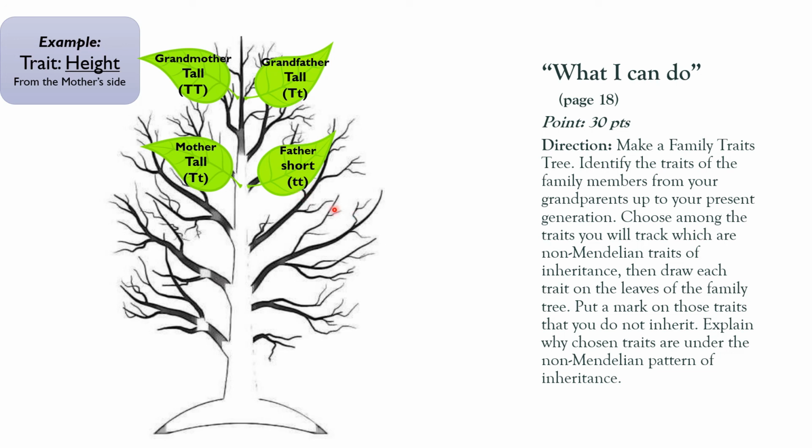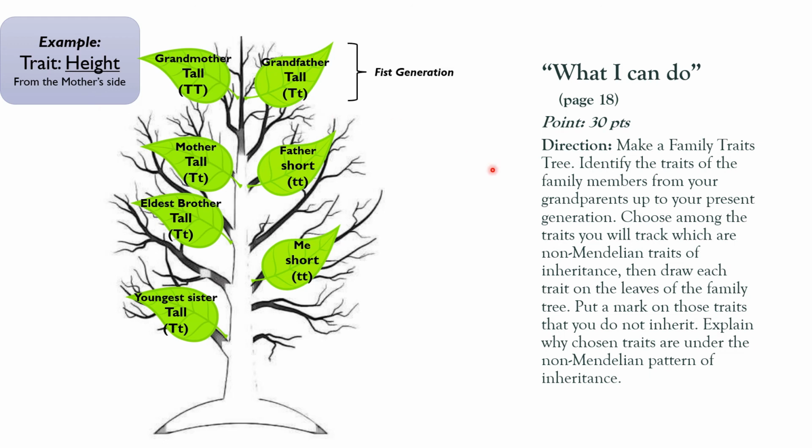Again, you have to assume. So my mother and father have their child. We have three siblings in our family. My eldest brother is also tall. I am short, but my younger sister is also tall. So this is how you present your family traits tree. Again, you only have to show one trait. I only give an example for my height. So this is the first generation, second generation, and the third generation.